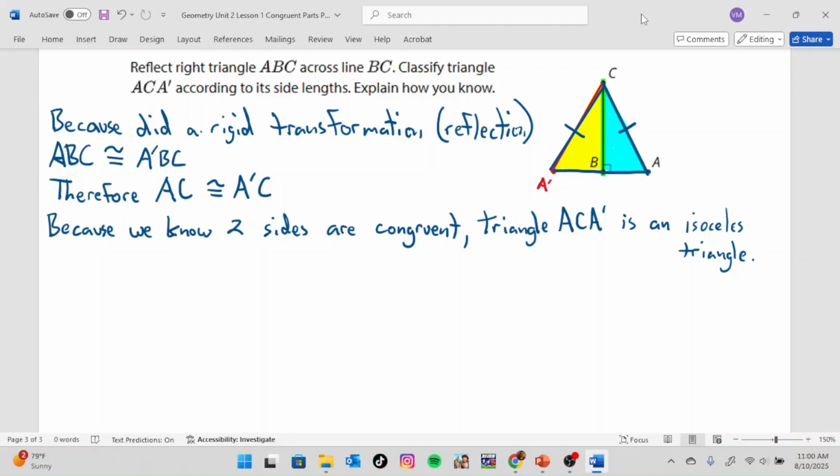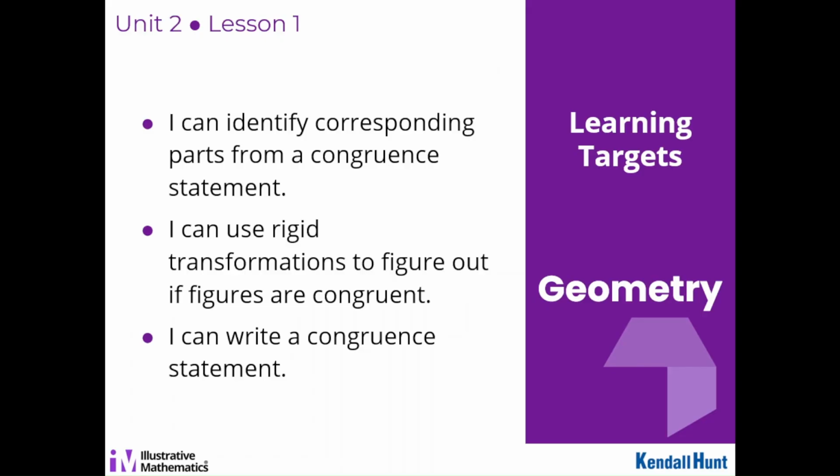And let's go back to the learning targets, review them so that you're ready before you move on to the next lesson. So let's review the learning targets. We had 3 of them in this lesson.